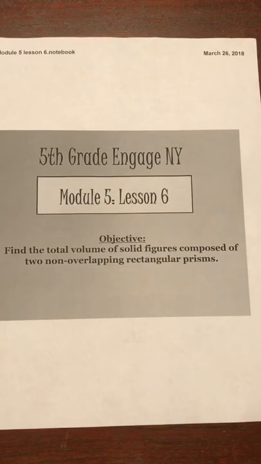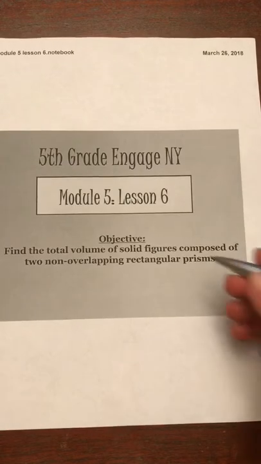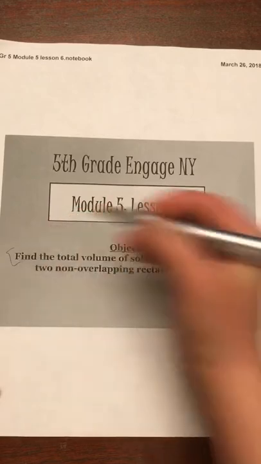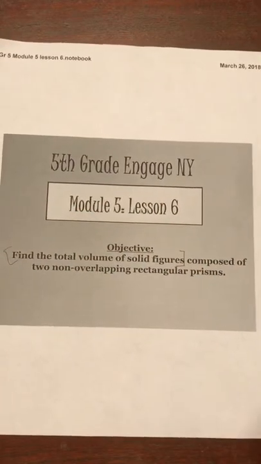All right, so today we're going to start Module 5, Lesson 6, and we're going to find the total volume of solid figures composed of two non-overlapping rectangular prisms. So some of this we're already familiar with. Find the total volume of solid figures. Okay, boom. We've been doing that. That is absolutely nothing new. You guys should be experts at that.